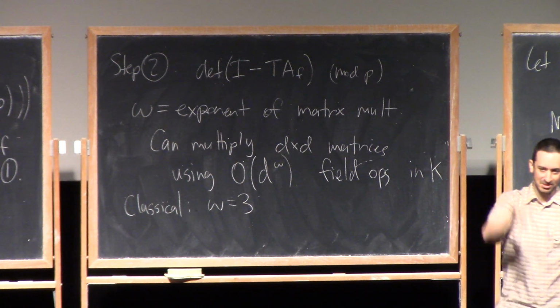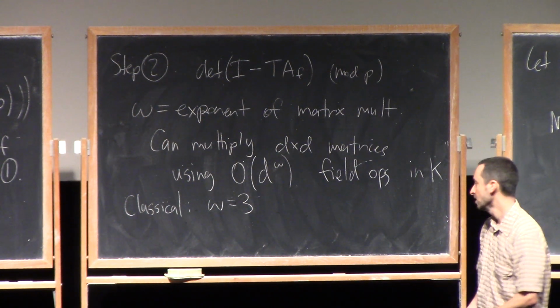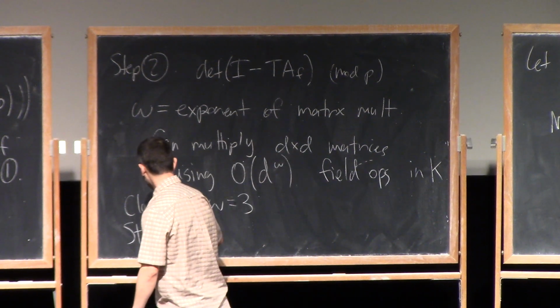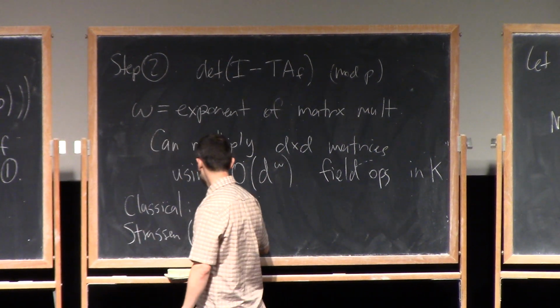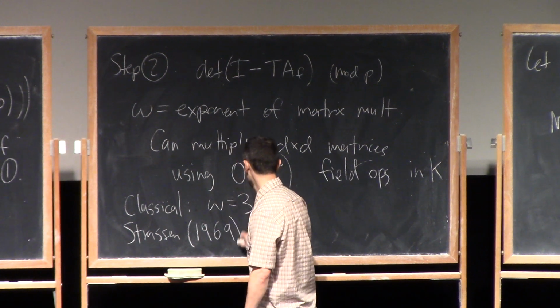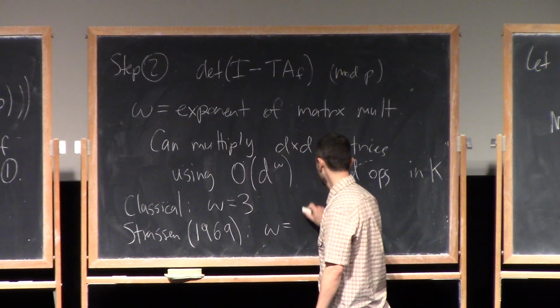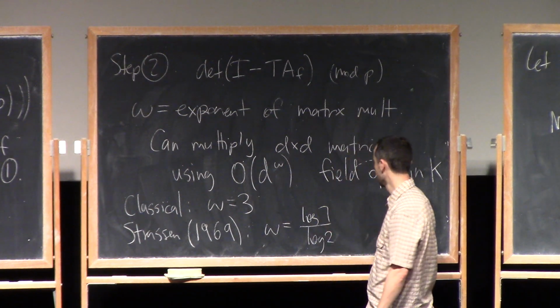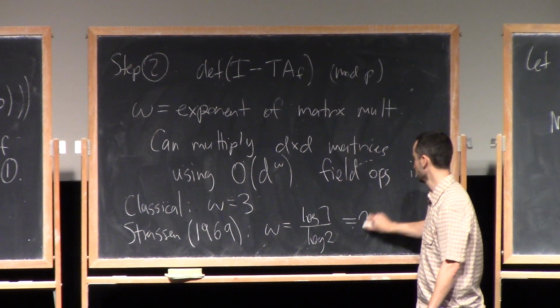Okay, you have to do this, and then you have to do this, and so on. Strassen proved, in, I think, 1969 from memory, that you can get omega is log 7 over log 2, which is about 2.81.